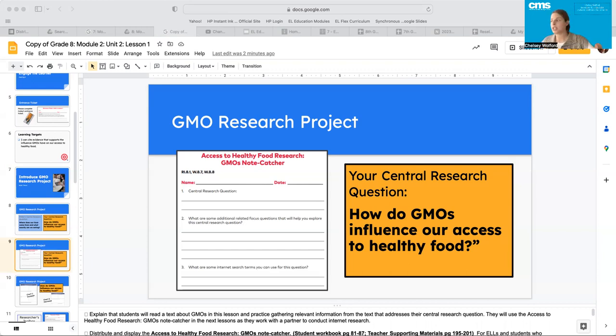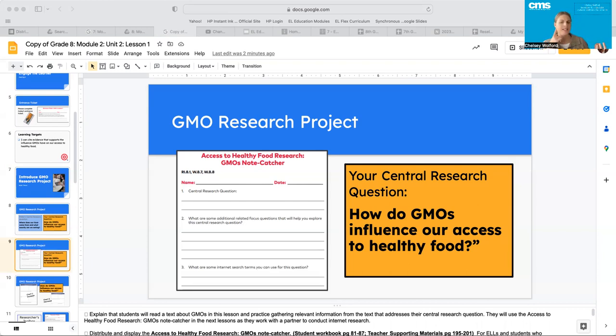These first few questions, let's go ahead and fill them in together, right? Because these are universal questions. Everybody's going to have the same answer to these, okay? So our central research question is, how do GMOs influence our access to healthy foods? So go ahead and put that down for number 1. Again, how do GMOs influence our access to healthy food?